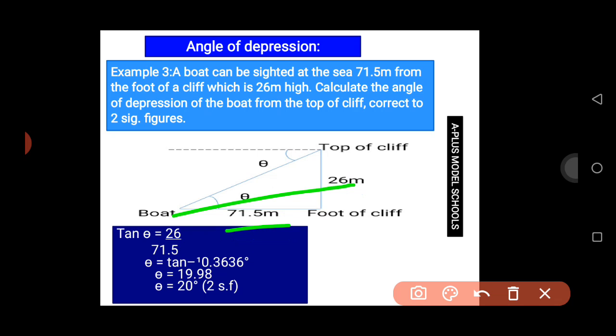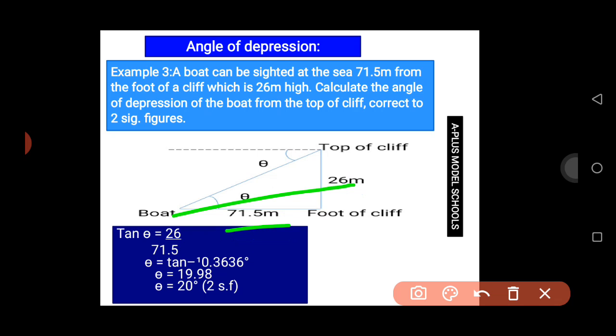So if you want to get your theta, theta is equal to arctan 0.3636. So you go to the tangent of angles. Look for the number that will give you 0.3636. So go and check your four-figure table. Check tan 19 under 9 difference 8. When you look for that, it will give you 0.3636.